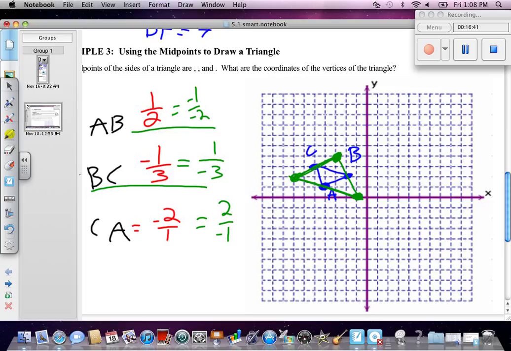And this is my new triangle. Now I just have to figure out what these points are. I'm at -1, 0. I'm at -3, 4. And I'm at -7, 2. So those are my 3 new vertices, because that is my original triangle.